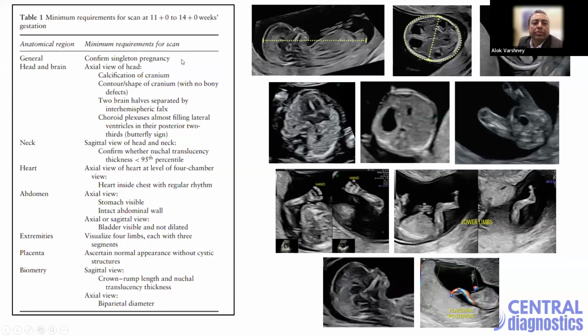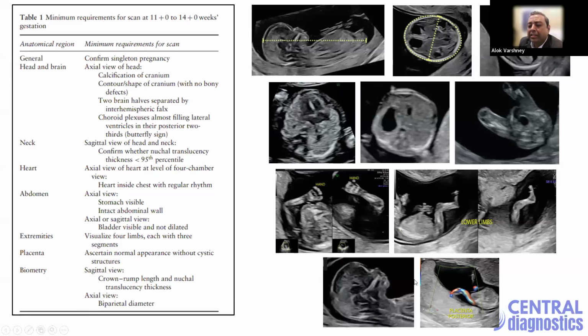You just need to confirm there's a singleton pregnancy. In the head, you take an axial view and see if the bones are present and the two halves are separated by the interhemispheric fissure, etc. Then you take an NT image and measure the NT. In the heart, only the 4-chamber view needs to be taken. In the abdomen, make sure that the stomach and bladder are visible, and in the extremities, all 4 limbs should be visible, each with 3 parts.